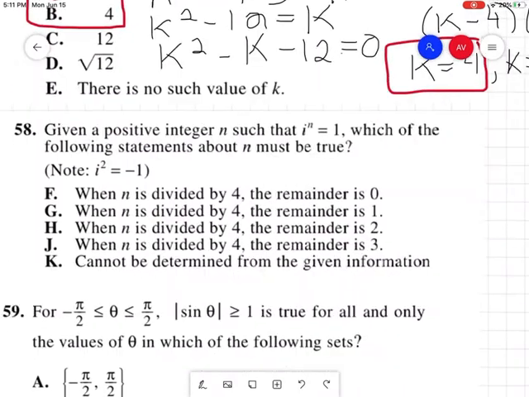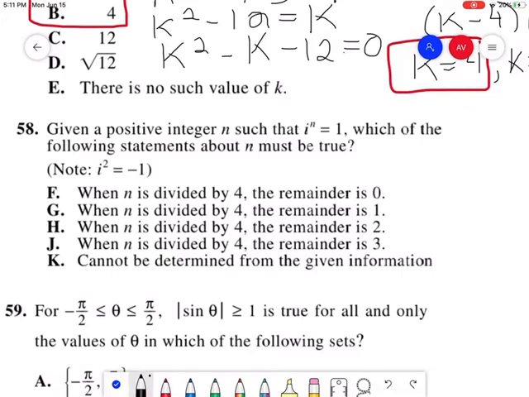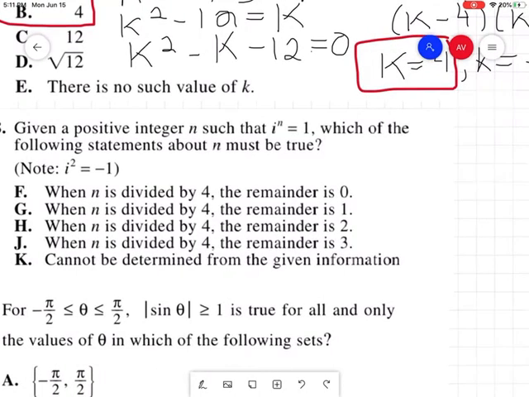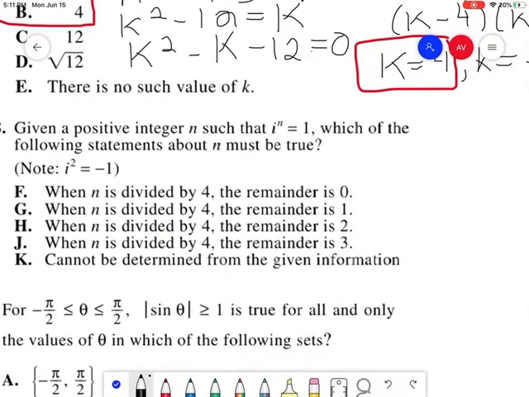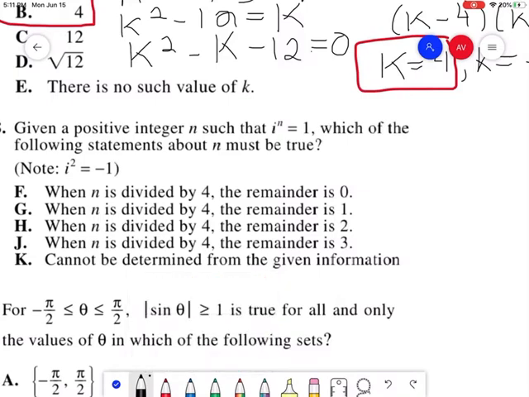Our next problem says, given a positive integer n, such that i to the n equals 1, which of the following statements about n must be true? And so we have to remember what i is, and they kind of give us a hint here in the problem. i squared equals -1. So basically i to the first power is i, i to the second power is -1, as they show us in the note here.